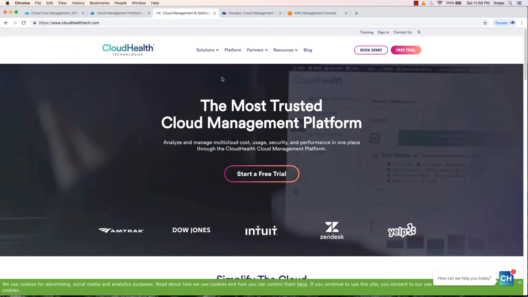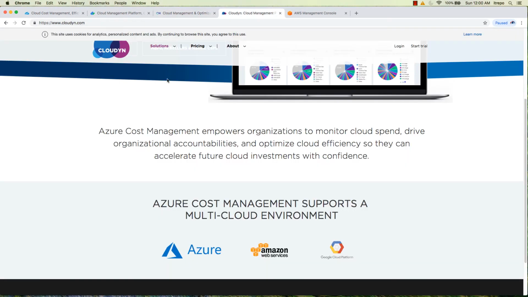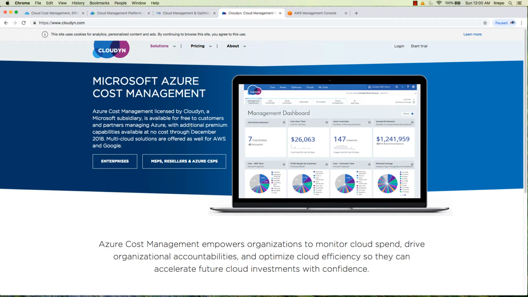As for CloudHealth, for example, there are multiple solutions here. As you can see, it's not just the cost, it will even tell you about resource utilization, about security, about the way that you can migrate, and different solutions here. And in Cloudyn also, it is supporting all of them, and it's the same idea for managing your cost and having control of your cost. And you can see here's a dashboard.